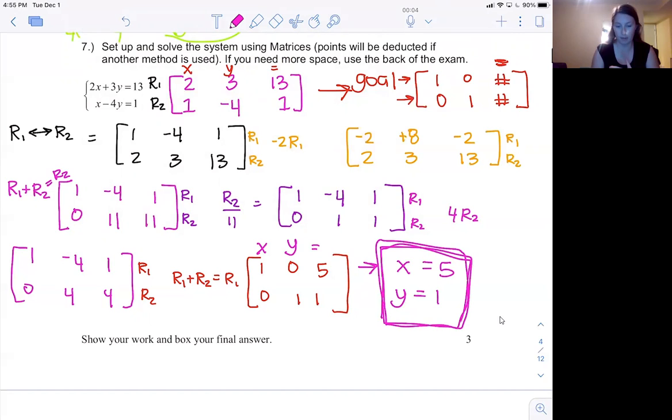So that's the general idea of that. Again, if you just set it up and even told him what our goal was, that's better than nothing.